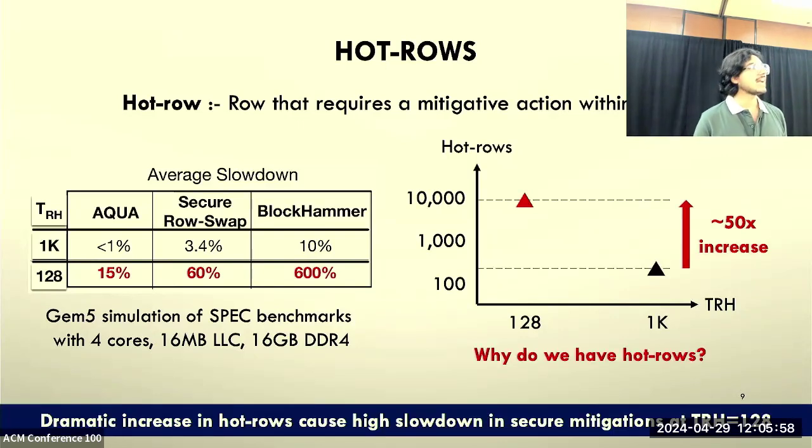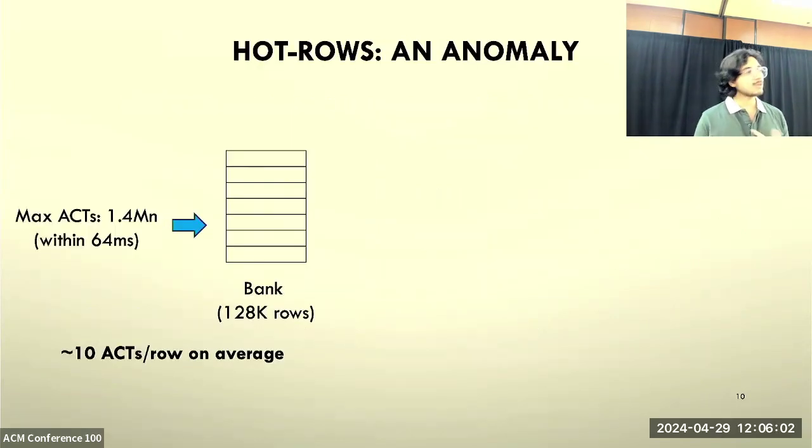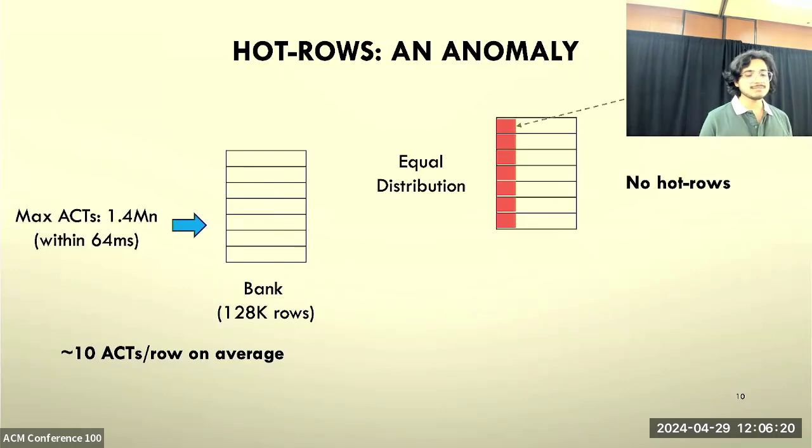So why do we have hot rows is the question we tackle. I would argue that hot rows are not the norm but the exception. Consider a bank with around 128,000 rows. The budget is approximately 1.4 million activations within 64 milliseconds. So even if the bank is hammered continuously, the average activation count would be around 10. And if these activations are equally distributed, then we wouldn't see any hot rows at all.